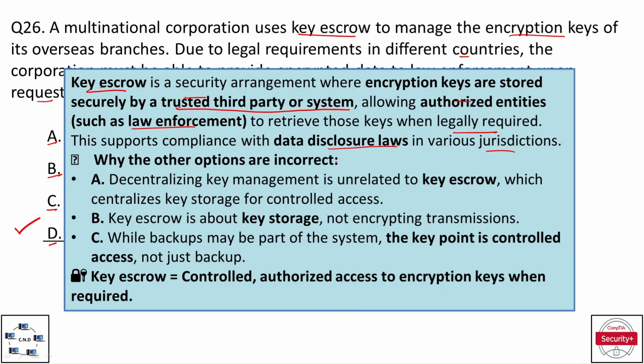So why are the other options incorrect? Option A, decentralizing key management is unrelated to key escrow, which centralizes key storage for controlled access. Option B, key escrow is about key storage, not encrypting transmissions. And option C, while backups may be part of the system, the key point is controlled access, not just backup. So key escrow is basically controlled and authorized access to encryption keys when required.